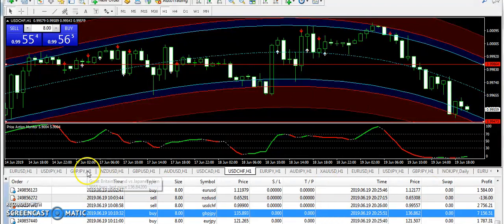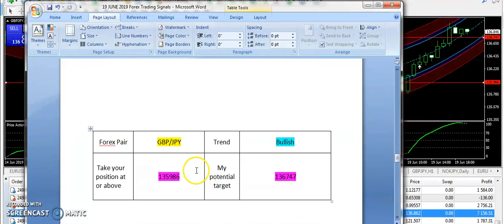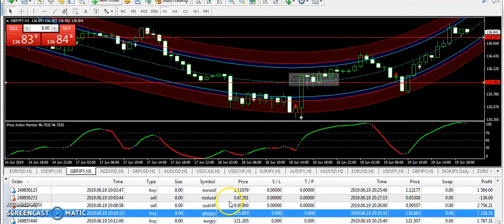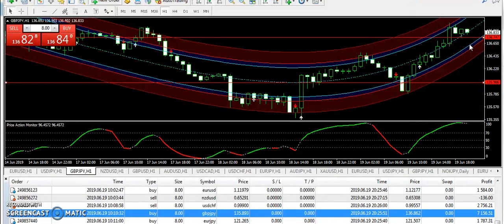Okay, another massive trade that was taken today is on Great Britain Pound JPY, a very easy trade. You know that the Great Britain Pound JPY was going down for many days, but today 200forexflips.com has predicted the right trend of the day. Great Britain Pound JPY with a bullish expectation from 135.986, and 136.747 was our target price.